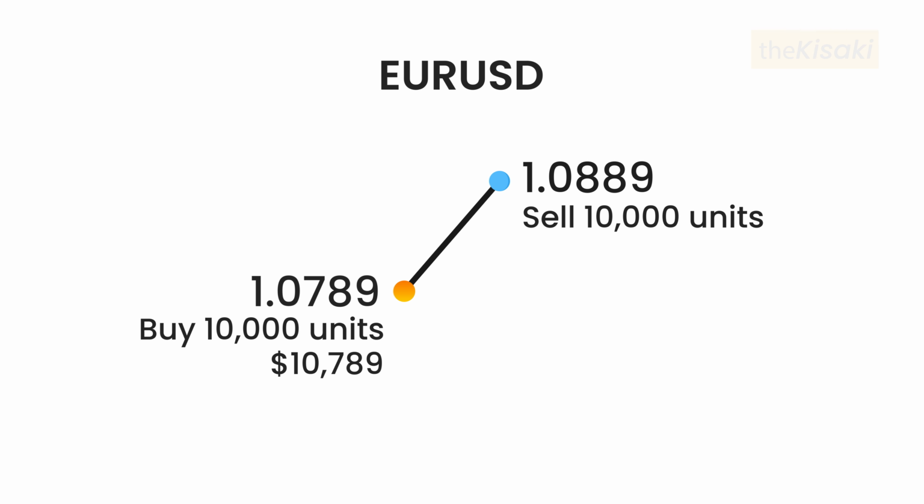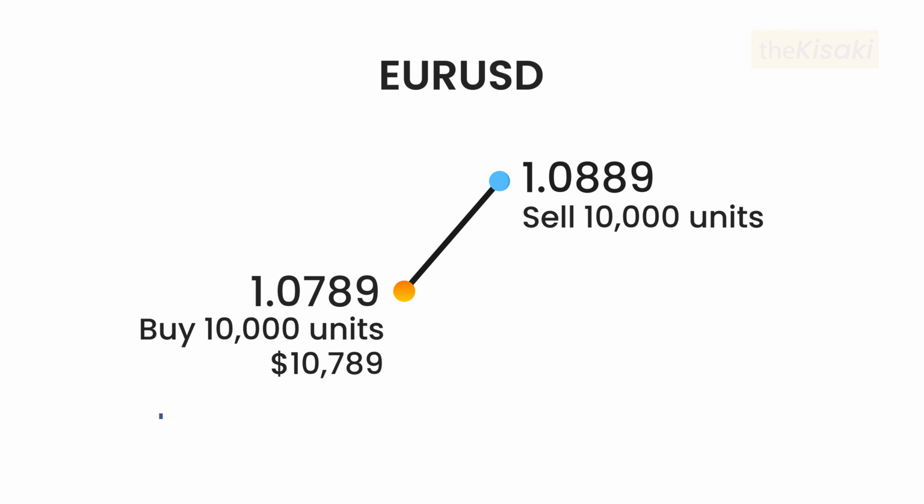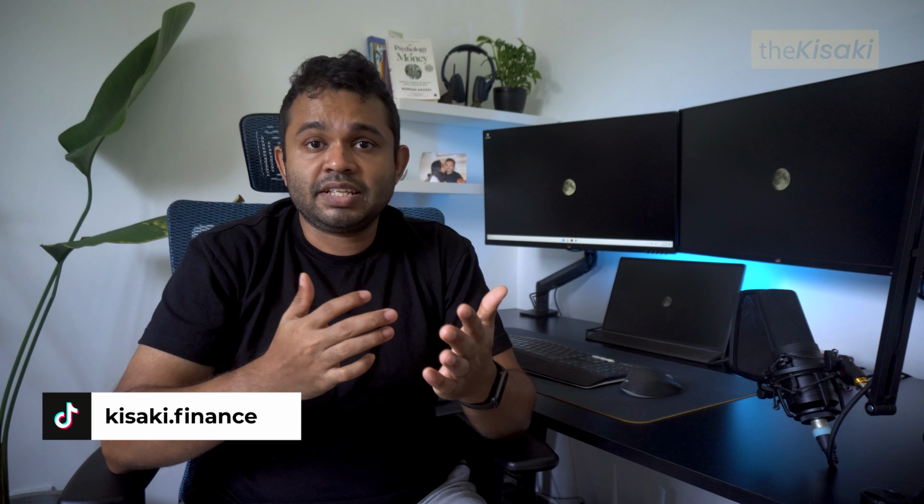So the gain from each euro that we sold will be $0.01. As we have sold 10,000 euros, our total gain from the trade would be $100. If we consider that we have invested $10,789 into the trade, the profit that we can gain from the trade is approximately 1%.